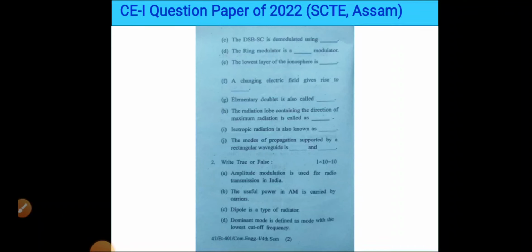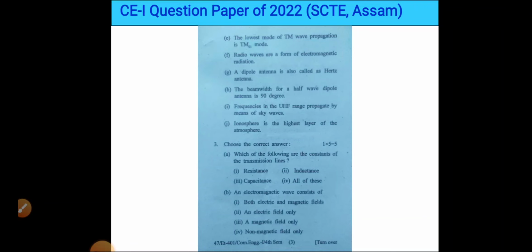Here is also true and false, with 10 questions. Next is the third, choose the correct answer. There are 5 questions, so 5 marks. So total 25 marks are there in part A. This 25 I will cover. I will give the complete solution of these 25 marks.